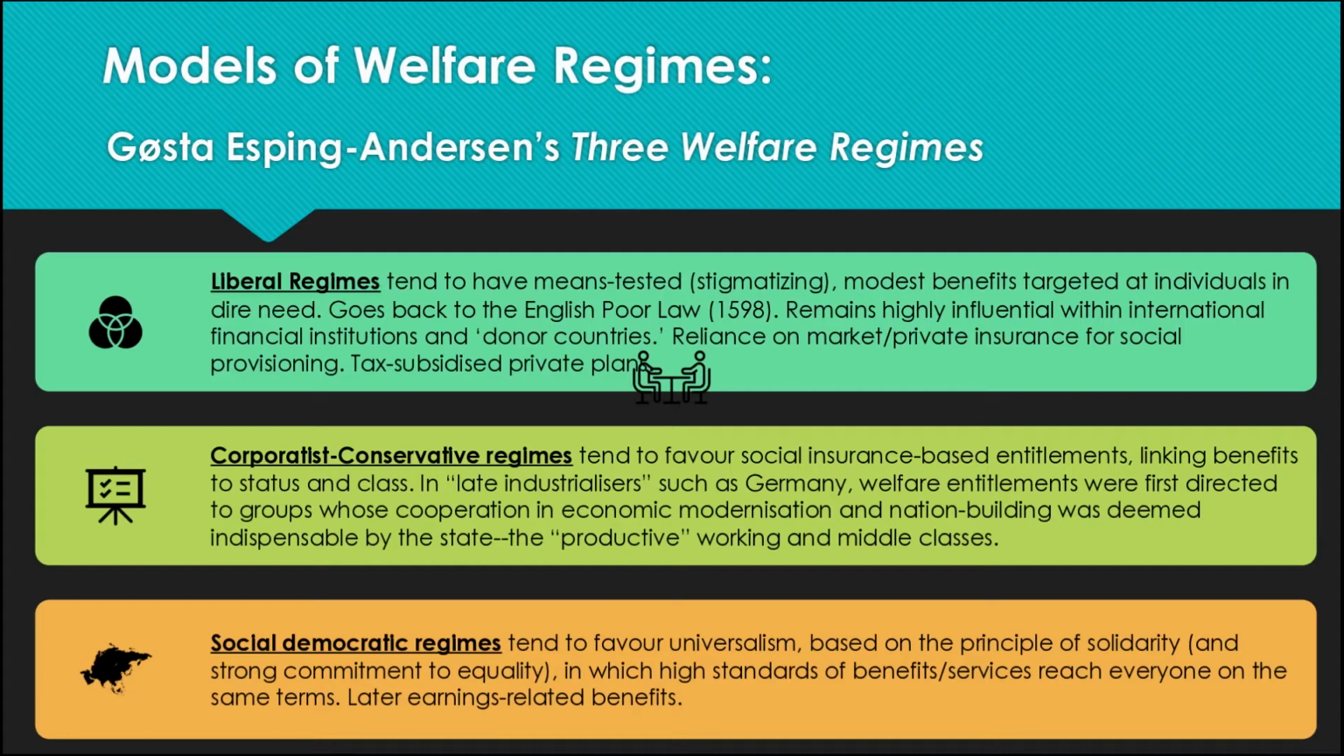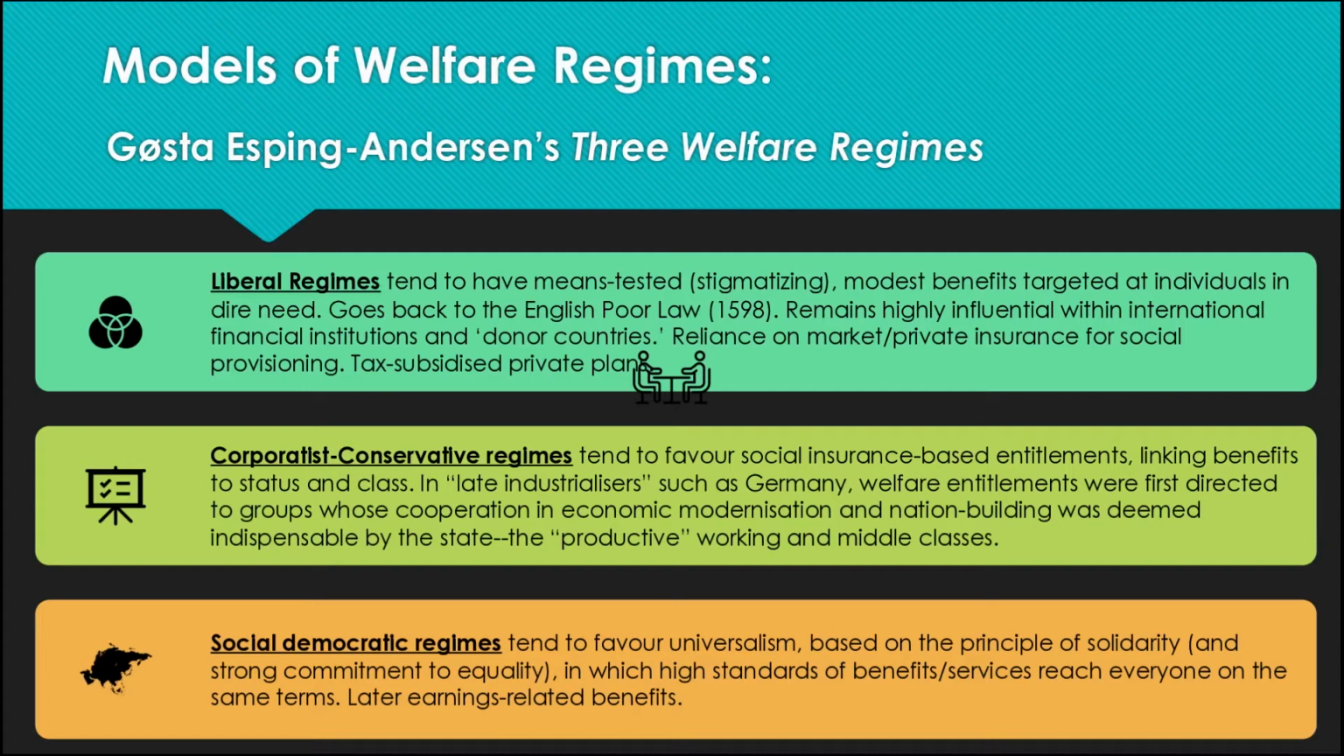Stratification is maintained and deepened, and the state promotes the market as the primary source of welfare provisioning. This is often supported by tax subsidy, or what Titmuss refers to as fiscal welfare. The corporatist or conservative regimes favor social insurance-based entitlements, which are linked to employment status and class. Welfare entitlements are generally directed at groups whose cooperation in economic modernization and nation building is deemed indispensable for the state. It aligns with Titmuss' industrial achievement performance model.